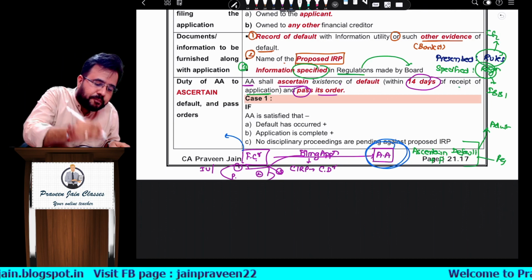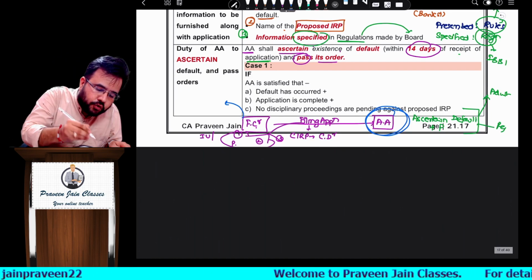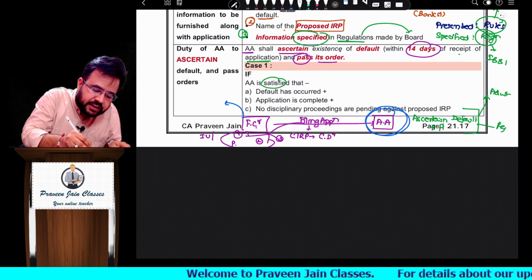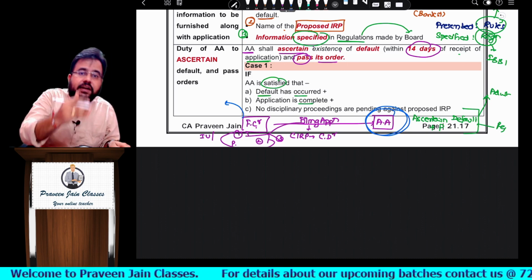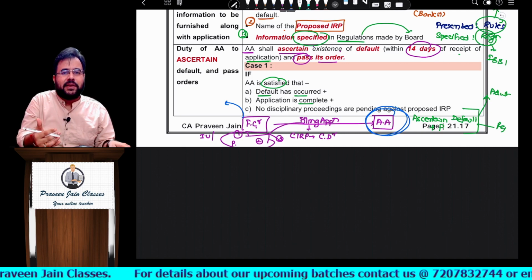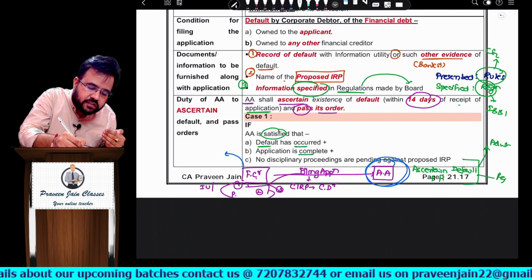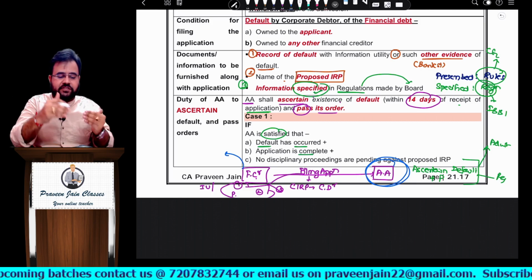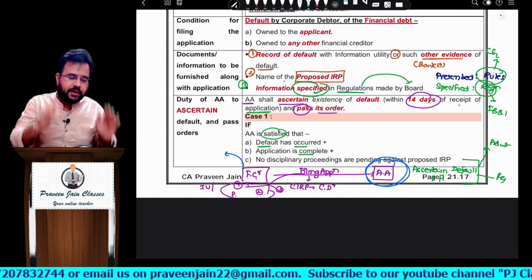Now, when you pass an order, can I say you have to look into some matters? First, you should be satisfied that the default has occurred. Next, you should ensure that the application is complete. What do you mean by the application being complete? All those attachments which are required to be given are given, and all the information specified by regulation is properly made. So a complete, full-fledged application.